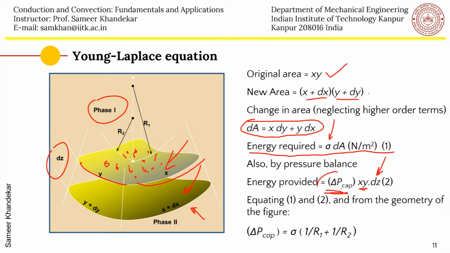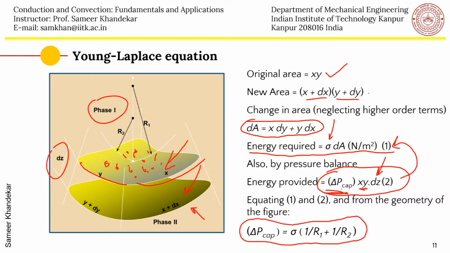equation which is called the Young Laplace equation, which is delta P cap is equal to sigma times (1 upon R1 plus 1 upon R2), where R1 and R2 are the radii of curvature, which can be related to the geometry x and y.